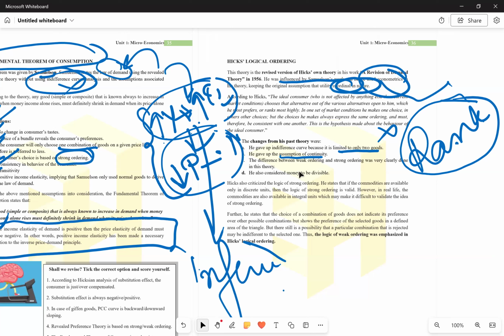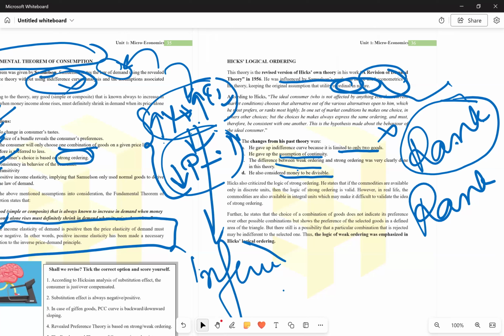Okay. And also he's made a difference. While indifference curve is based on weak ordering, we've always talked about being indifferent between the two commodities or the two bundles of goods, right? We've always stated that. But in case of Hicks's logical ordering, he said that no, it is very much possible that you can rank your preferences. There can be a choice made, there can be a preference, as far as the consumer is concerned. And also, the money is divisible, right?